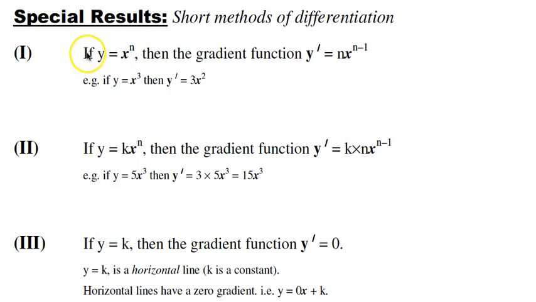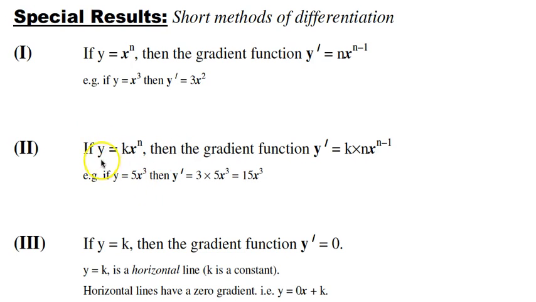Okay, so if y equals x to the power of n, then the gradient function y dash, or dy dx, is, remember, bring the n to the front, write the x out, and drop the power of n by 1. So if y equals x cubed, then y dash is 3x squared, what we were doing before on the board.